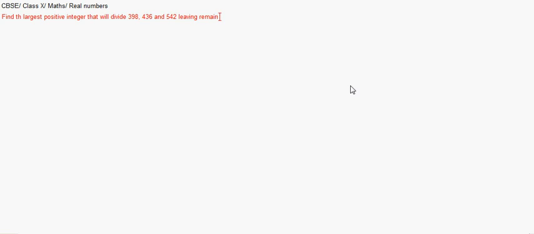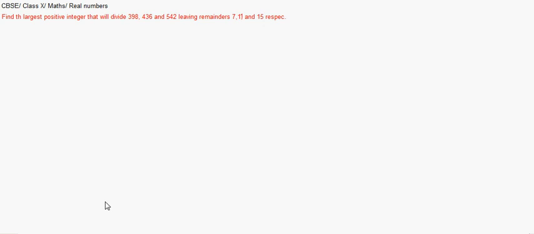leaving remainders 7, 11 and 15 respectively. I cut it short there. Oh, that is 15, 11, I read, and by mistake I've written it wrongly. So it is 7, 11 and 15 respectively. How do you do it? Because it is leaving 7, 11 and 15 respectively.